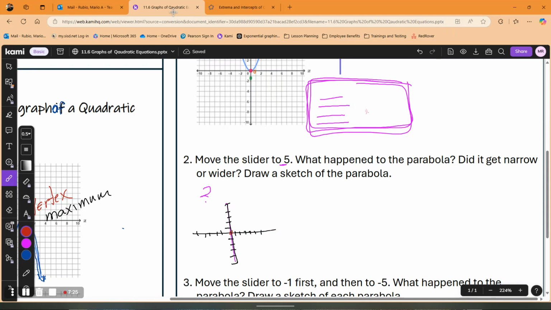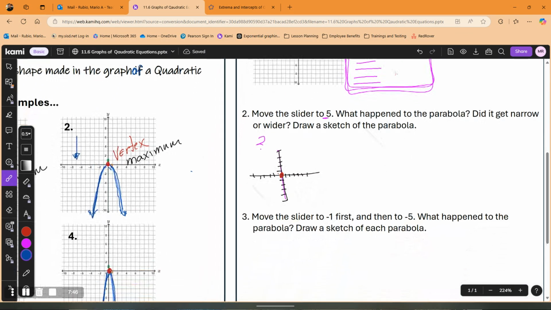If you've got some colors, you can draw your vertex and draw however your parabola is going to look. This is not what yours is necessarily going to look like, but that's just an example. When you're sketching, it doesn't have to be exact. Just the general trend I want to see is, is it pointing upward or downward? And is it a narrow one or a skinnier one? So if you can capture that in your sketch, you'll be good to go.